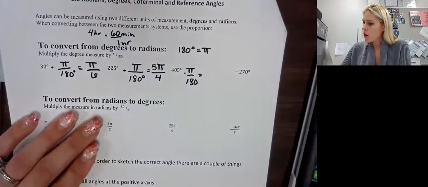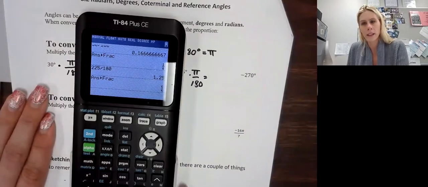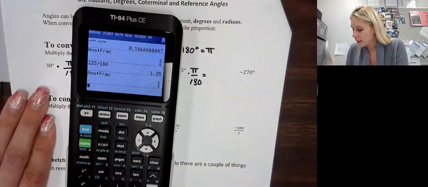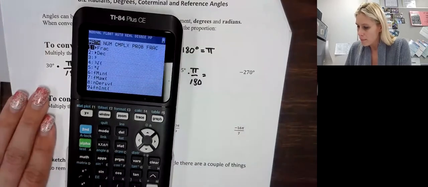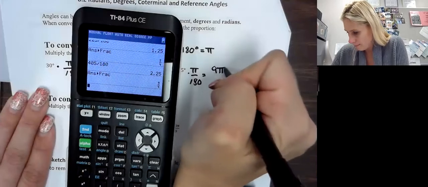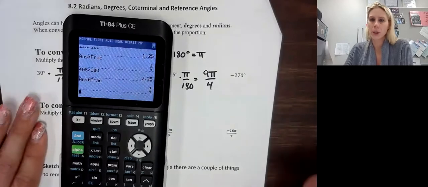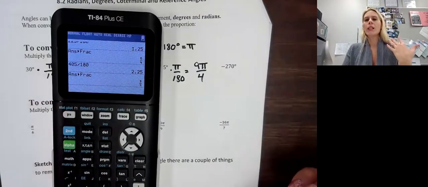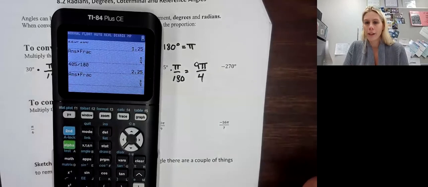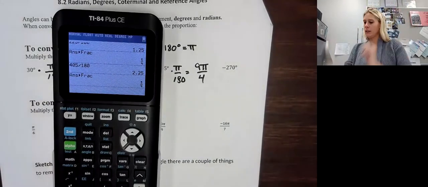All right, 405. Well, 405, that's at least once around the circle, right? Because how many degrees is a circle? 360. So 405 divided by 180 equals, math, enter, 9 pi over 4. Oh, we have a negative. What does that do? Well, for now, when we change it into radians, it just makes it a negative radian. In a little bit, I'll show you what that means on a unit circle.